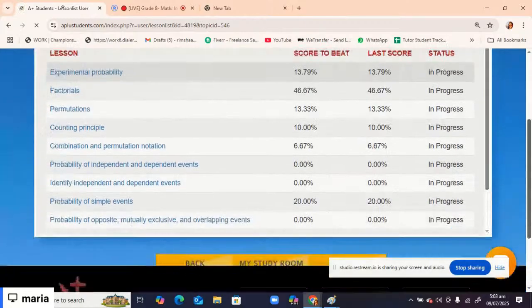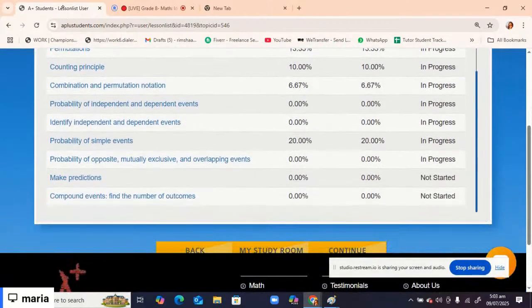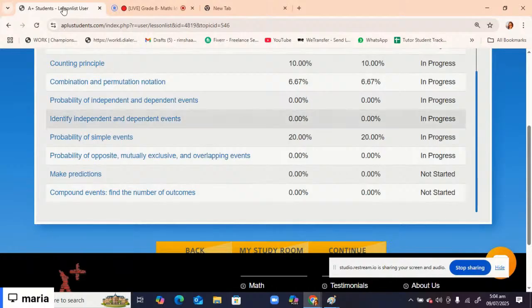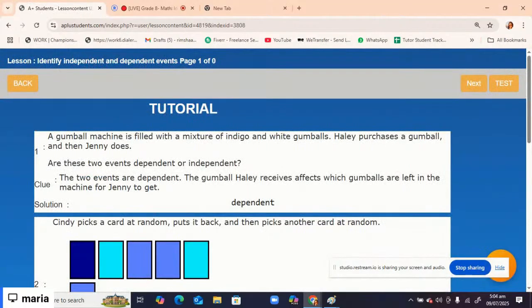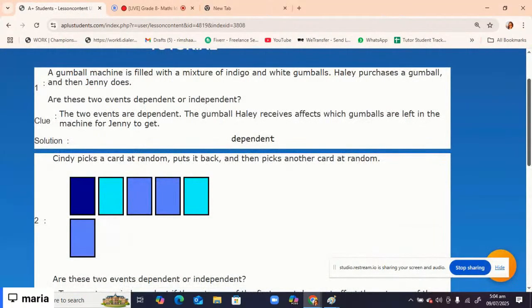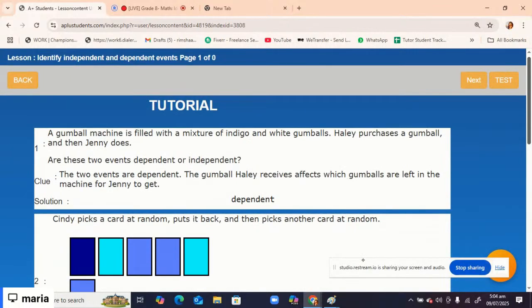And here we cover the first lesson: identify the independent and dependent events. So, what are dependent and independent events in probability? First of all, we can see what the independent events are and what the dependent events are.